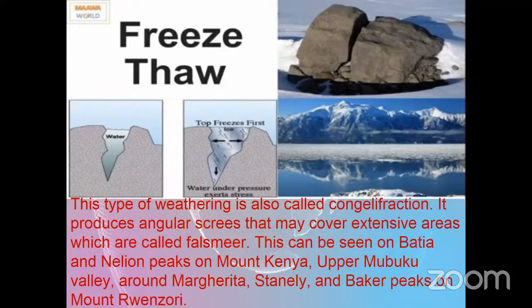So we are saying that this type of weathering is also called congelifraction. It produces angular screes. You can call them rock particles that may cover extensive areas, which are called fore-scree. This can be seen on Batian and Nelion peaks on Mount Kenya, Upper Mubuku Valley, around Margherita, Stanley, and Baker's peaks on Mount Rwenzori. So when you look at this part here, these are the ones we are calling angular screes, because they are got from the main mountain, so they are transported down slope.